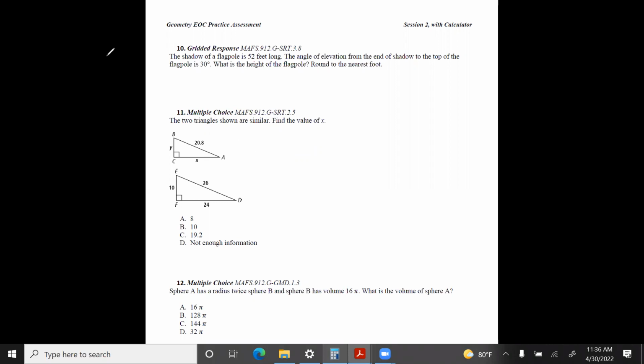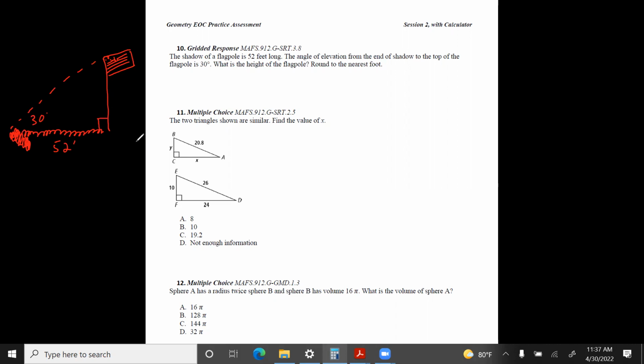I'm going to go ahead and draw this one over here off to the side. So here's my flagpole. There's my flag. Then we have a shadow going out here. And then we have the angle of elevation drawn in, which it said is 30 degrees. And then we have, let's see, the shadow is 52 feet long. And that's everything they gave us.